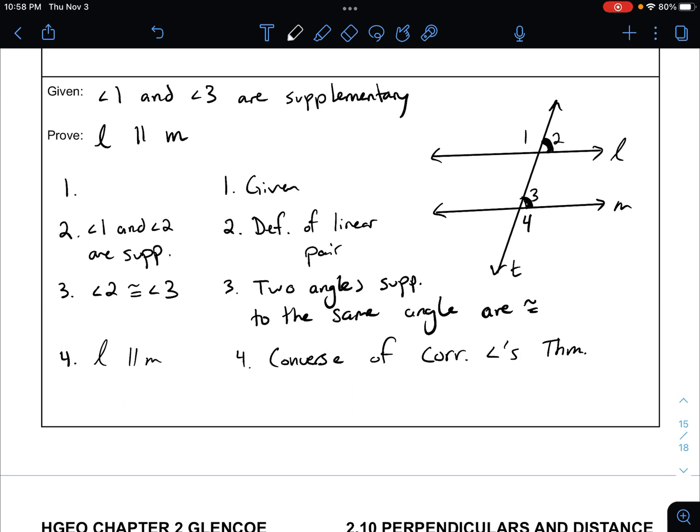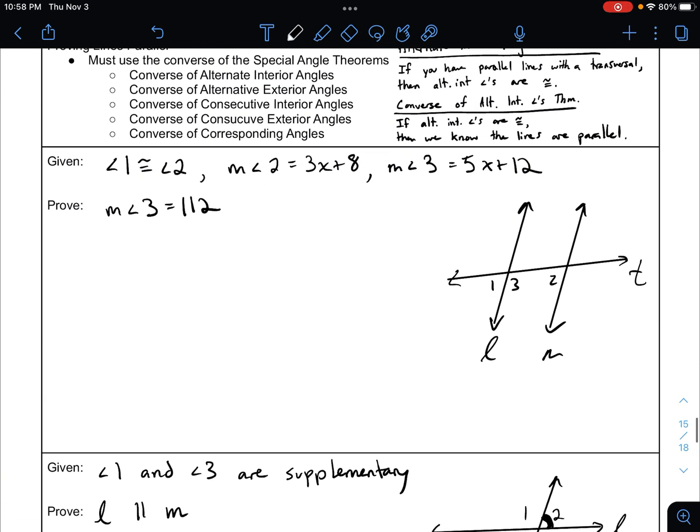Next up, we have this proof here, which is not necessarily harder. It is a little bit more algebra involved. So again, like I said, you're typically going to start with all the geometry reasons and then work your way into the algebra reasons. So first off, we do have our given, right?